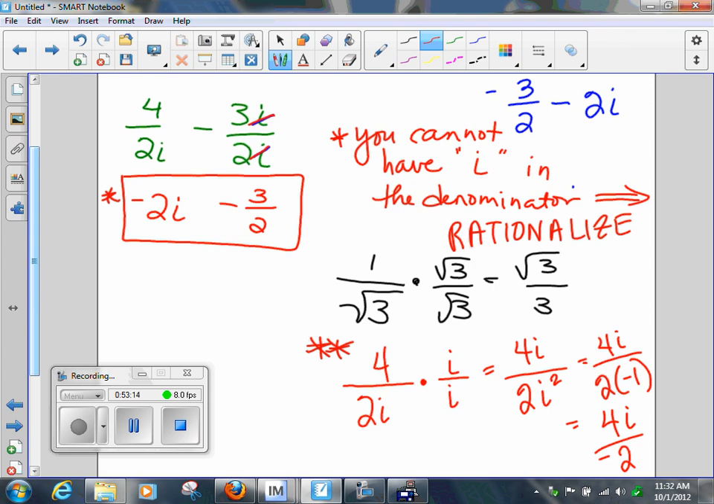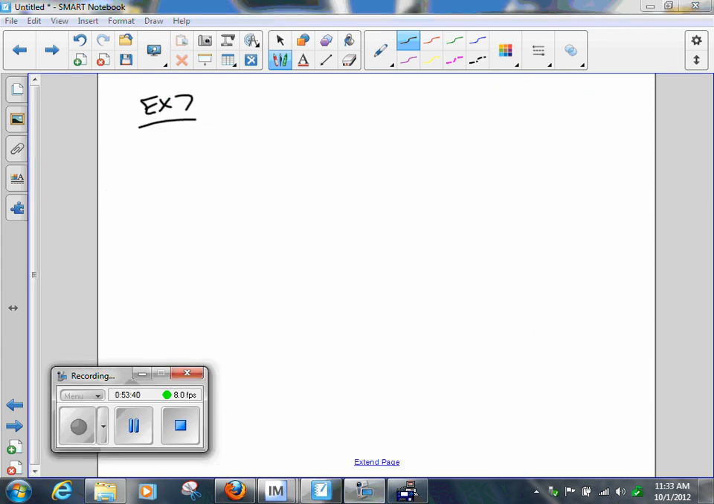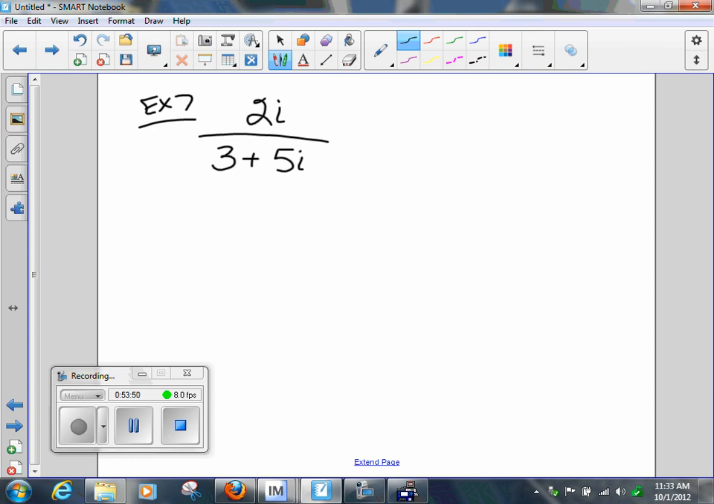One more. You know where I'm going. It's going to look just like number 16 in your workbook, page 57. So you're processing. What are we going to multiply by? The conjugate. We're going to multiply by the conjugate. Got it? Yeah. One that looks just like number 16 on page 57. Let's go, 2i over 3 plus 5i.